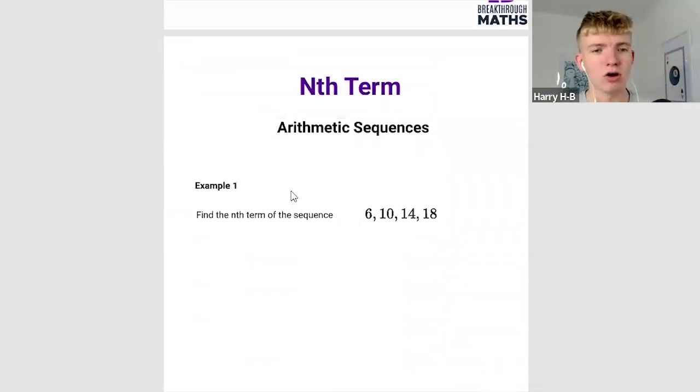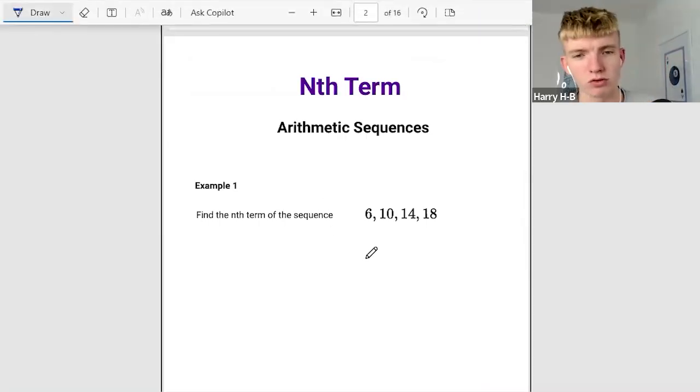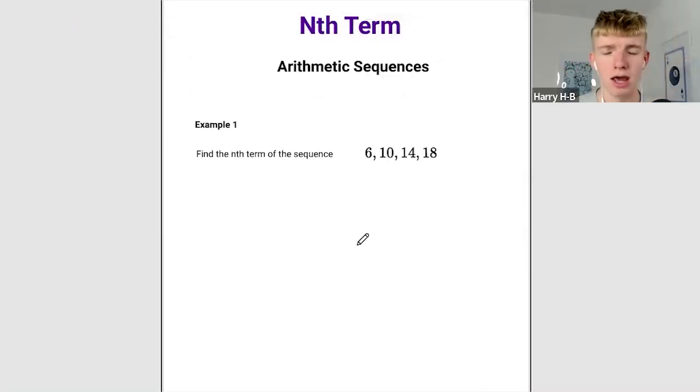Starting off, example one, find the nth term of the sequence. We've got 6, 10, 14, and 18. And those of you that haven't seen this before could still probably make quite a good guess of what we might have to do here. All right. What you want to identify is what is the gap between the numbers that I'm looking at here. We've got 6, 10, 14, and 18. So we can quite clearly see that it jumps +4 every single time on each number.